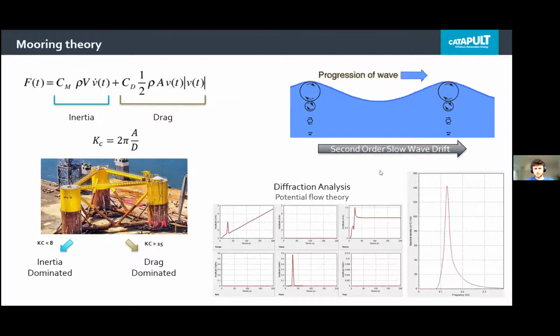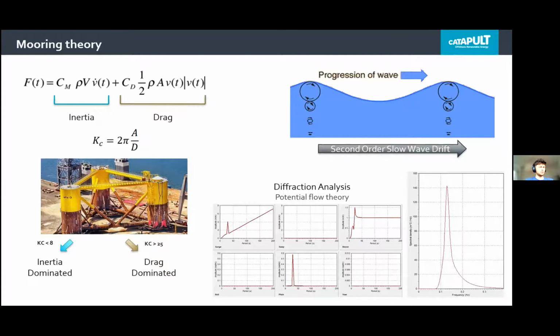And so this second order force isn't greatly understood to date, but to take this into account, we calculate what are called the quadratic transfer functions, the QTFs, which tell you how much a platform is going to move, depending on the second order slow wave drift force. And these QTFs are quite complicated for a computer to solve. It takes a lot more computational power.